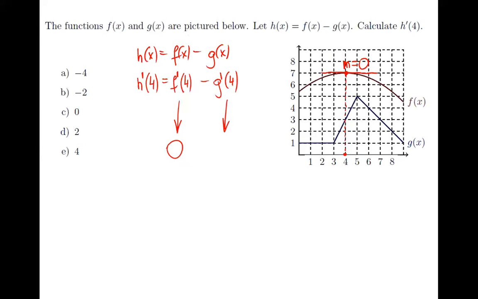Now another one, g prime at 4. What do you think? G is here, which is just a line, right? It's simply a line. How easy is it to find the slope of this line? Rise over run: 1, 2, 3, 4 over 2. I can even say 4 over 2. But of course, you were faster.